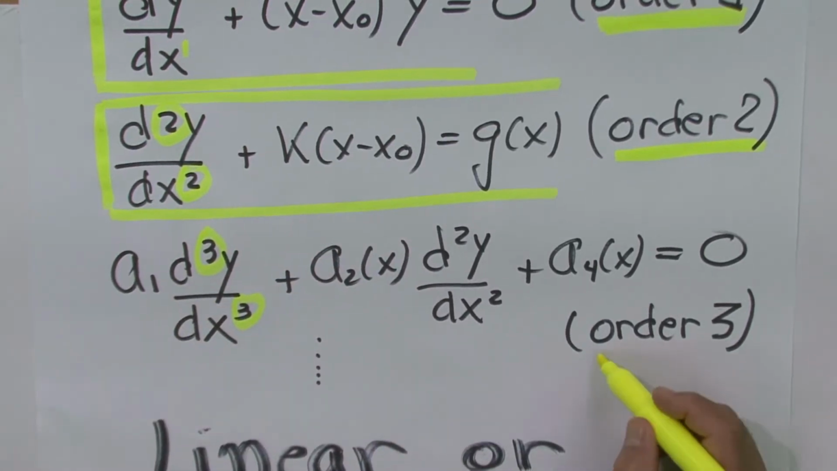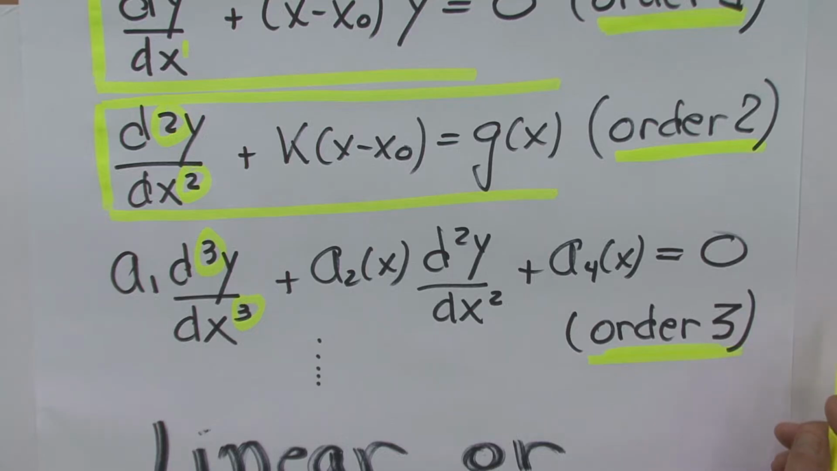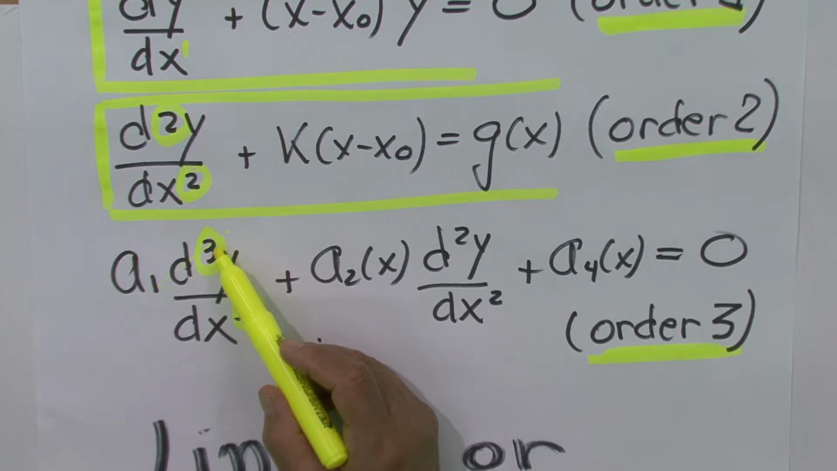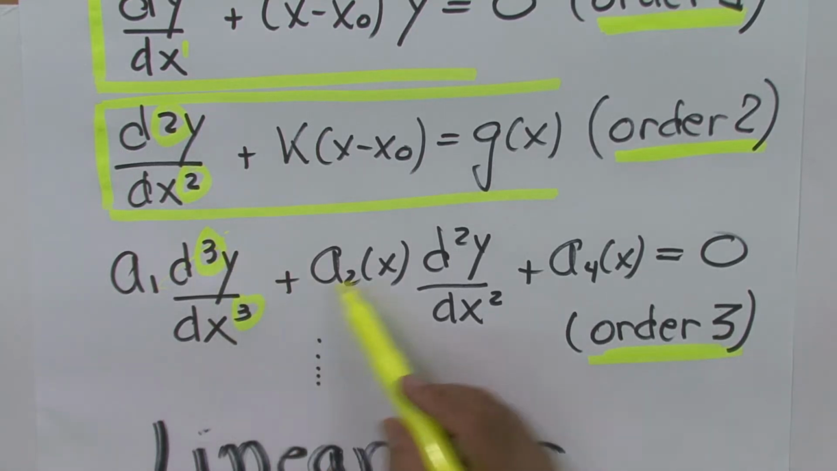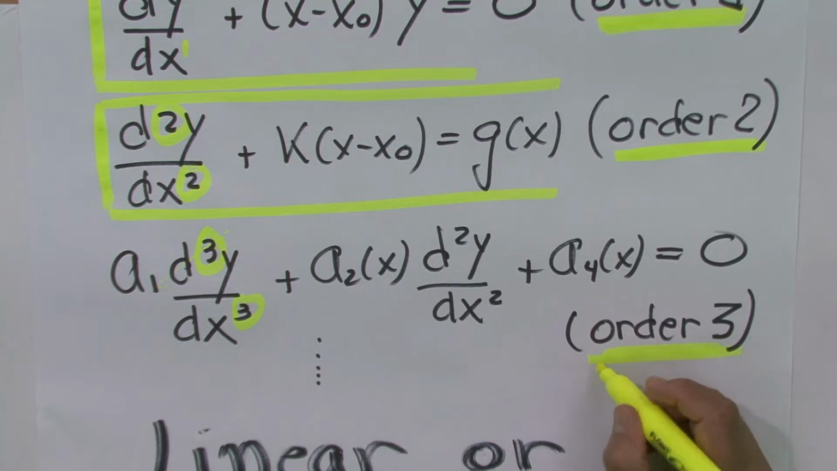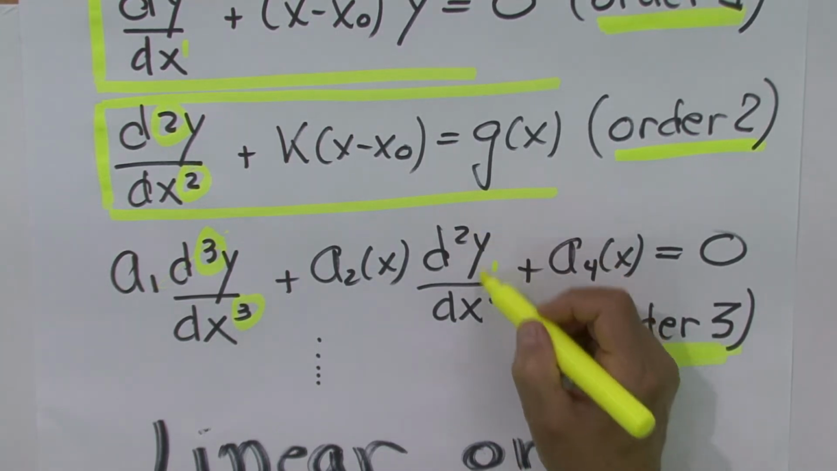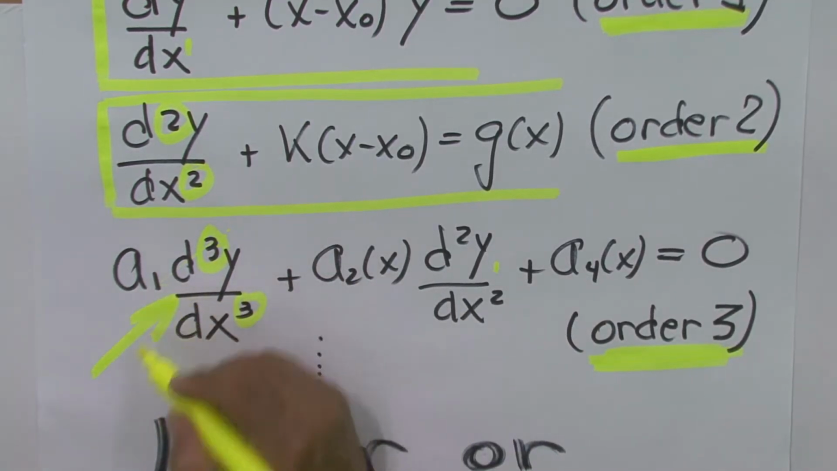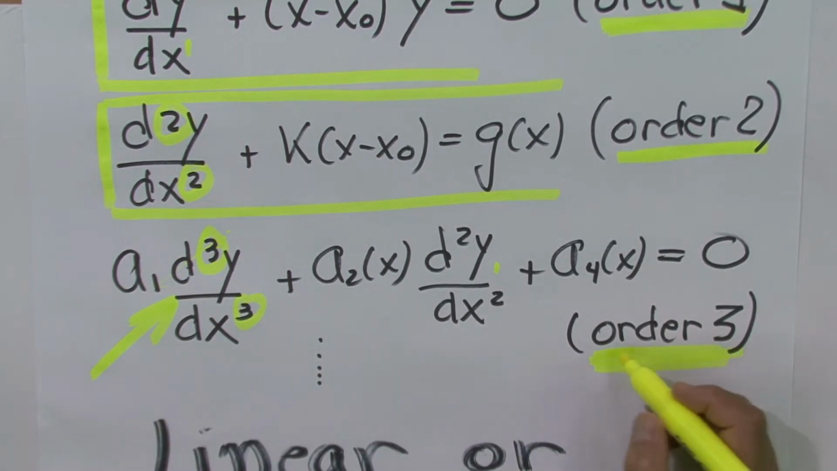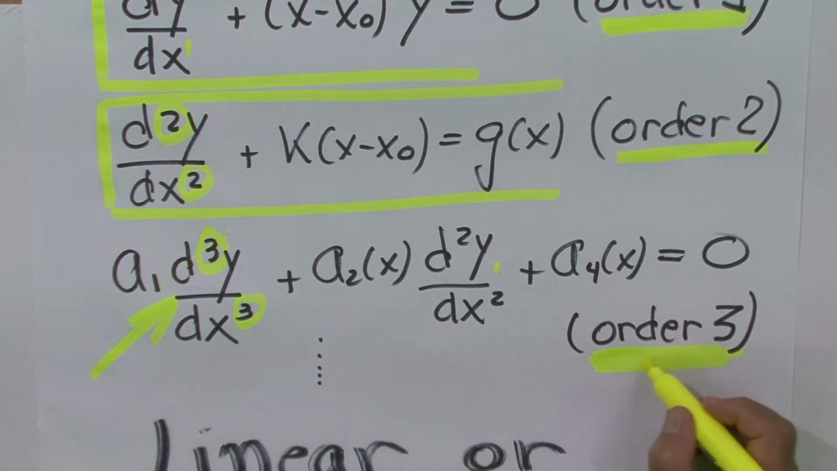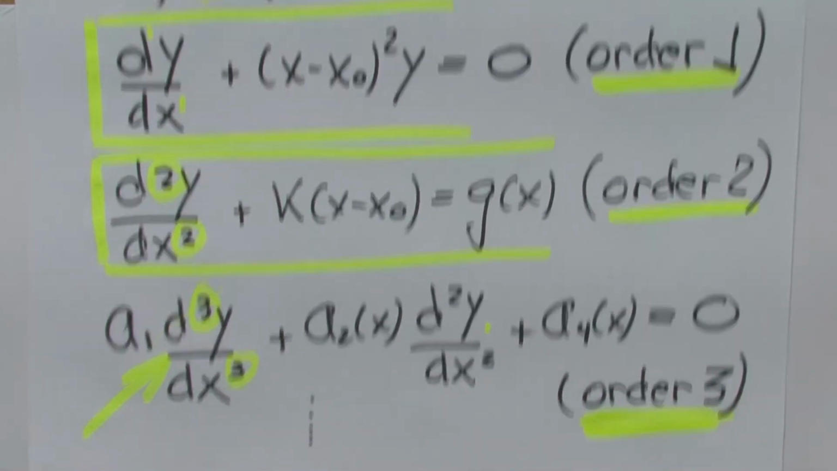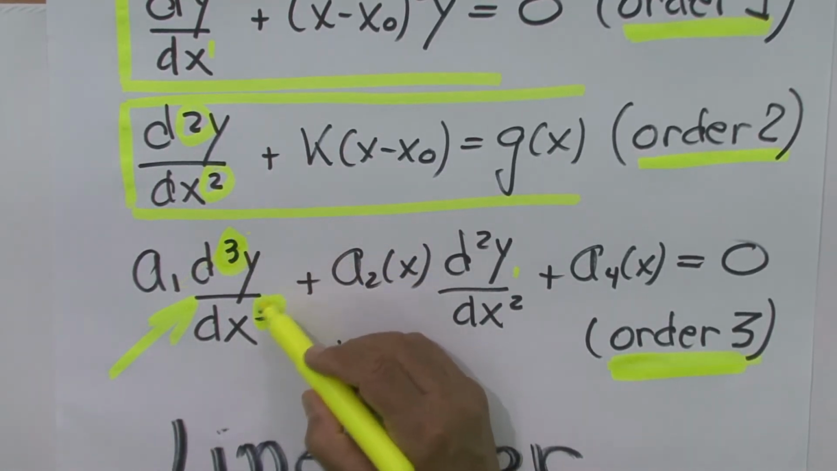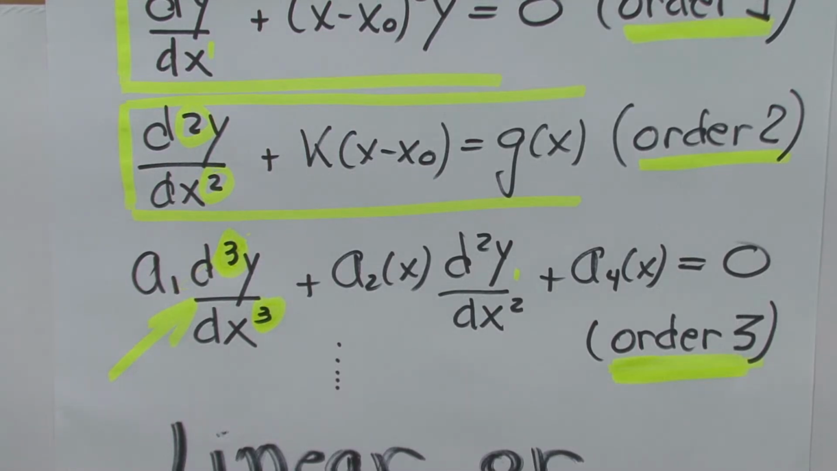So the order of the differential equation is the order of the derivative. The highest derivative present in your equation determines the order. So here I can have a second order derivative, I could have a first order derivative, but if I have a third order derivative, then this is an ordinary differential equation of order 3. So the order of the equation is related to the highest order of the derivative.